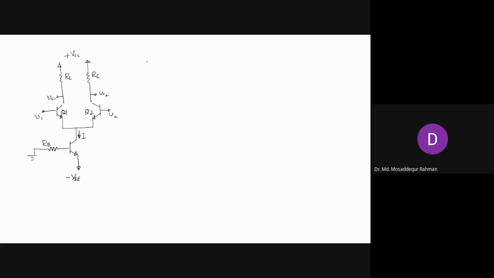So now there's another current source circuit that is very popular and mostly widely used. That is called diode connected transistor. It's connected in a way that looks like kind of a diode.